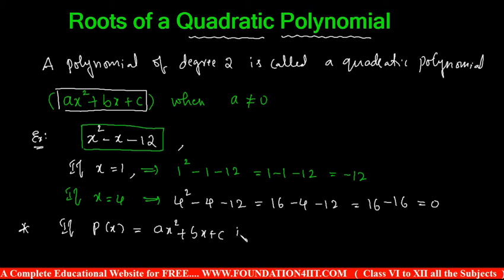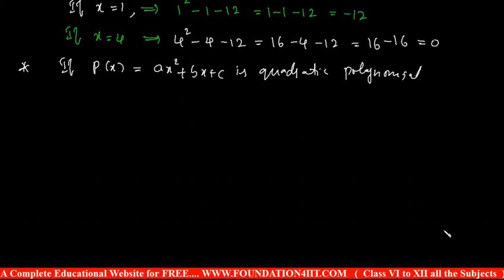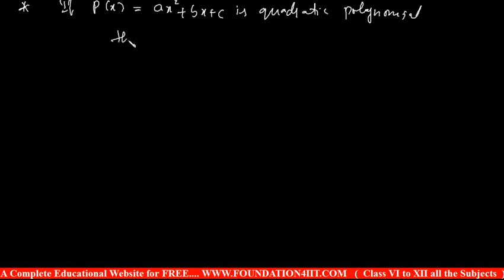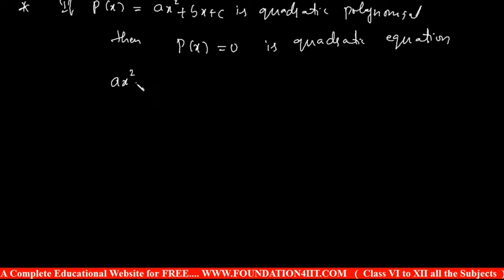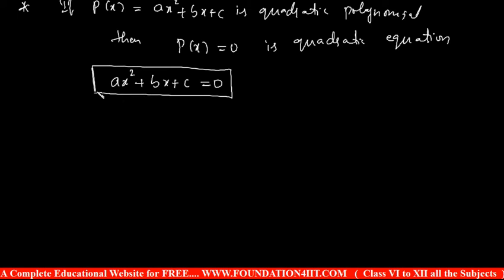We know that this is a quadratic. If ax square plus bx plus c is a quadratic polynomial, then P of x is equal to 0. This is a quadratic equation. The small difference is in a polynomial, there is no equal symbol. In an equation, there is an equal sign. So that means ax square plus bx plus c is equal to 0. This is the general form of quadratic equations.